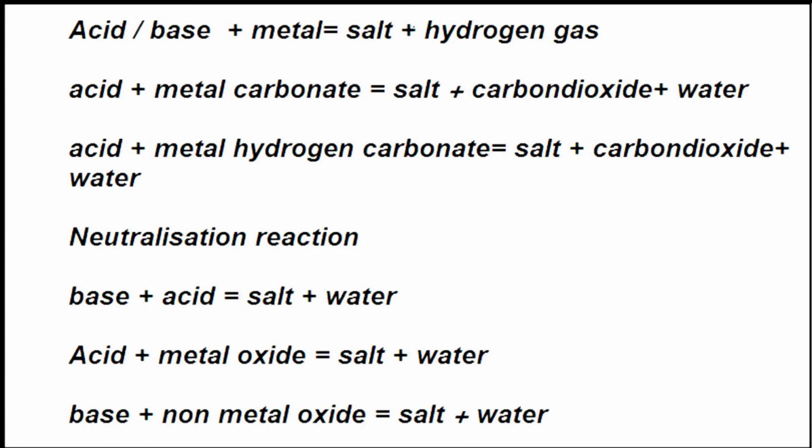Then we studied the metal oxide and the non-metal oxide. Metal oxides are basic in nature and non-metal oxides are acidic in nature. That is, when the acid reacts with the basic metal oxide, salt plus water is formed. And the base reacts with the acidic non-metal oxide to give salt plus water, because in both situations neutralization happens. These are the general chemical equations to remember in this chapter.